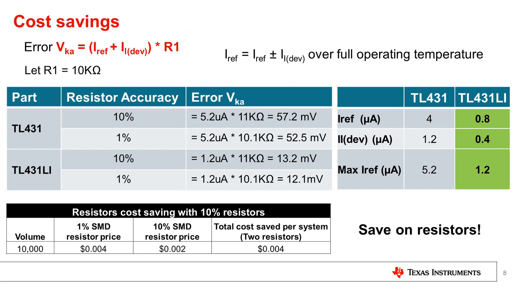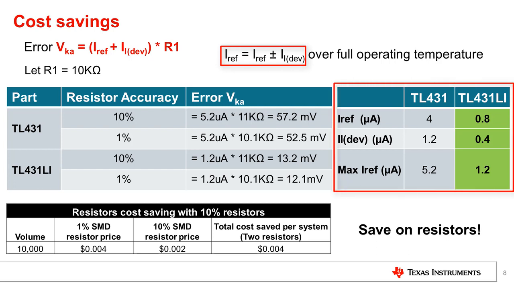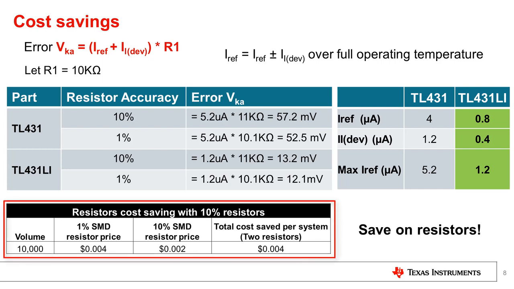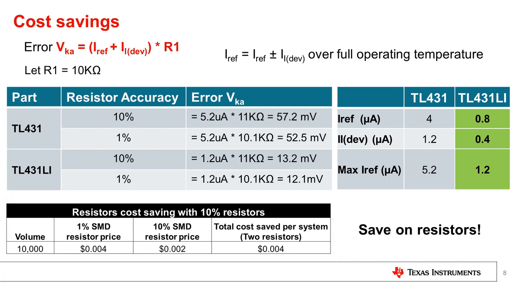Since IREF can vary with temperature, the maximum value of IREF will be IREF plus ILDEV as shown by the table on the right. The table in teal shows error calculations when using 10% and 1% resistors. Notice how the TL431Li is able to outperform TL431 even when using 10% grade resistors. This improved performance also comes with a cost savings on resistors, as can be seen in the chart below. Therefore, not only can a lower IREF and ILDEV spec achieve better system accuracy, but additional cost savings can be achieved.